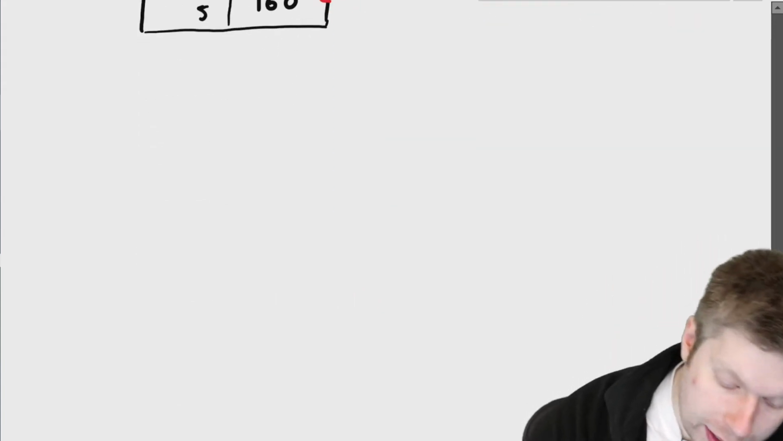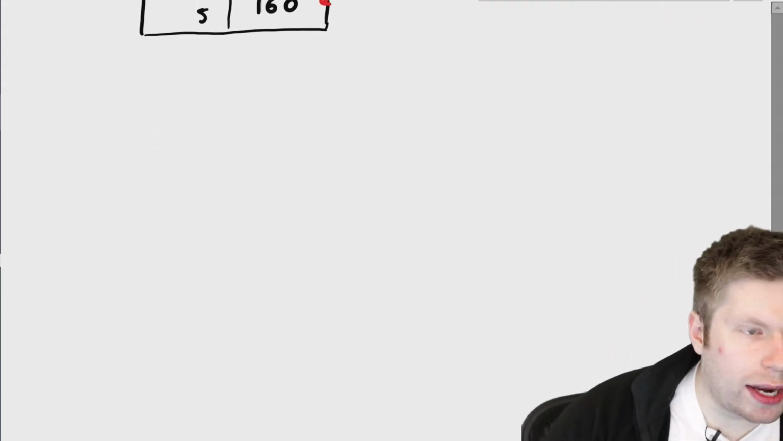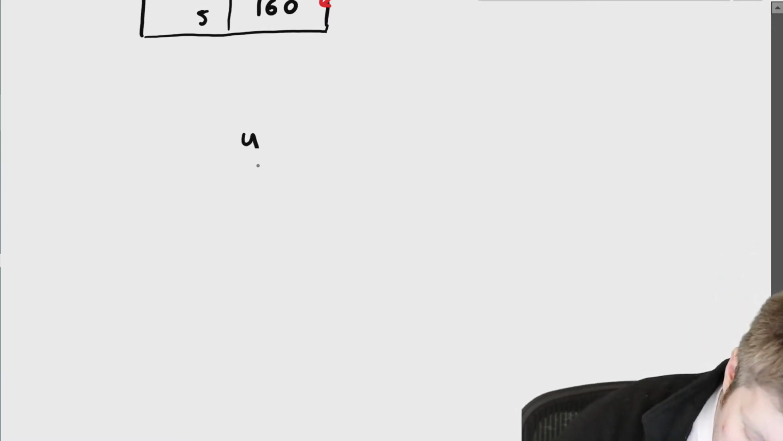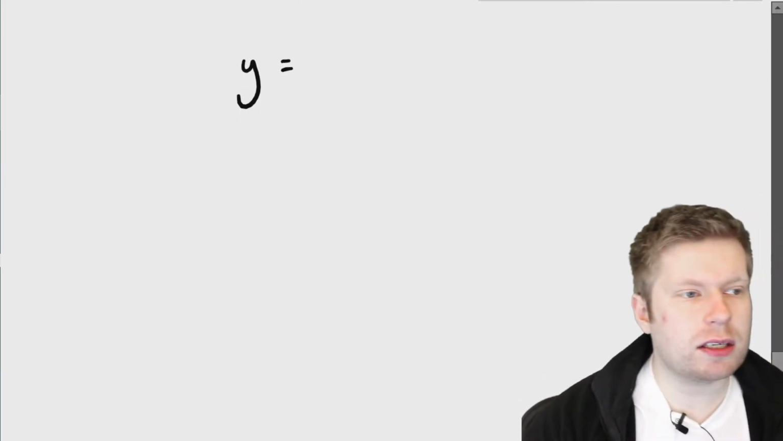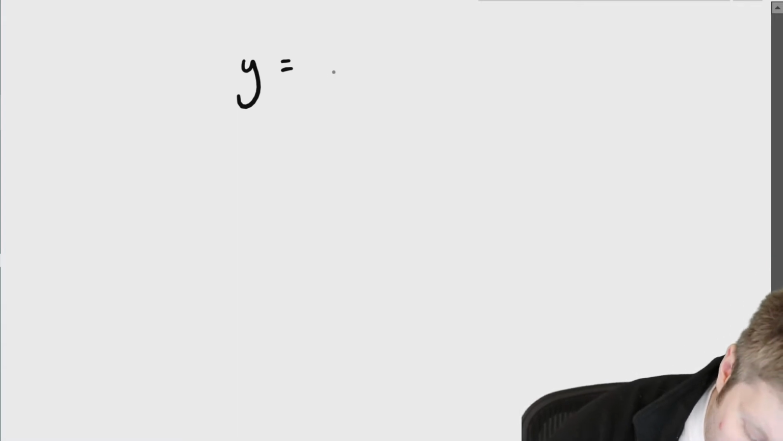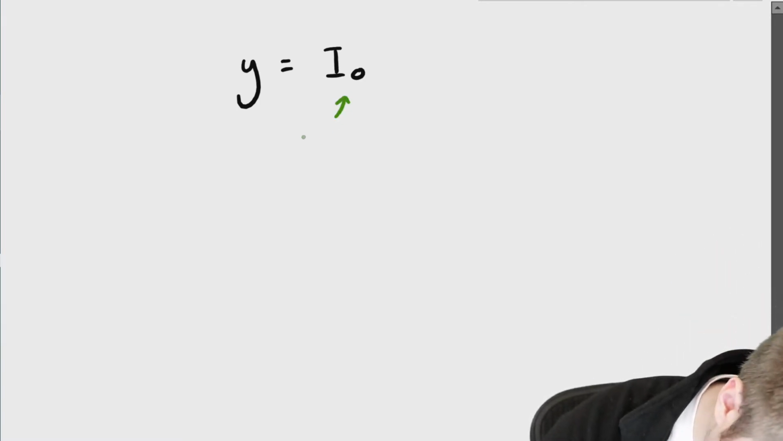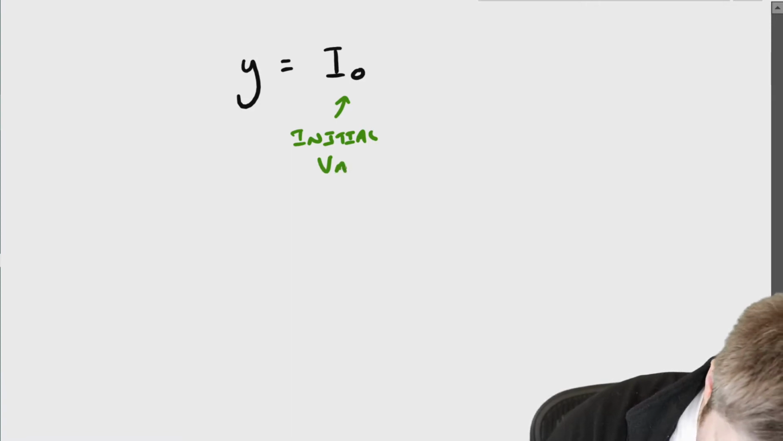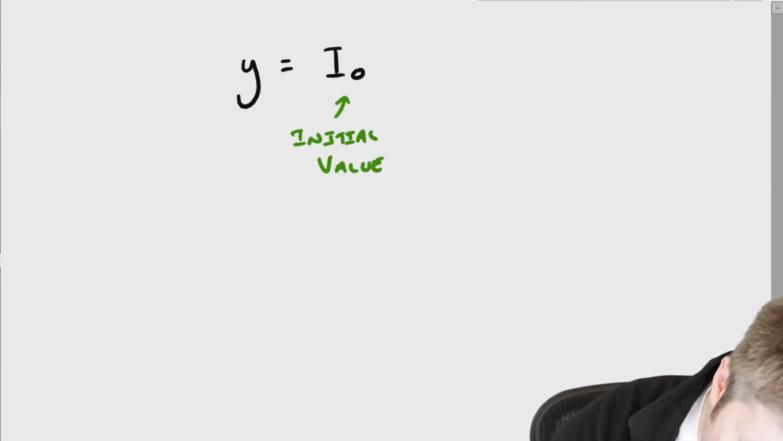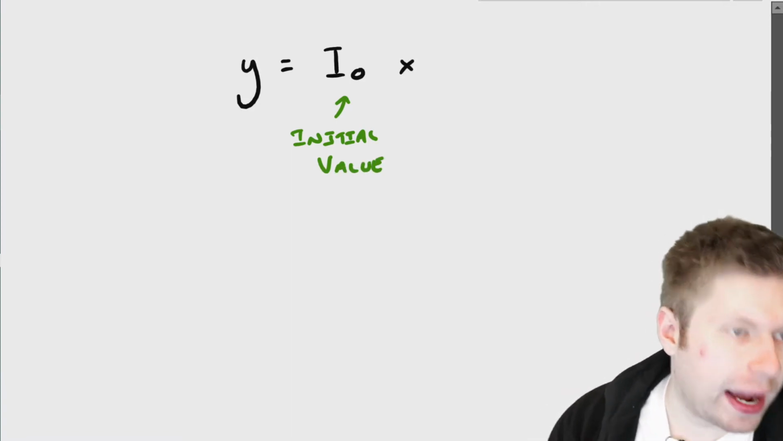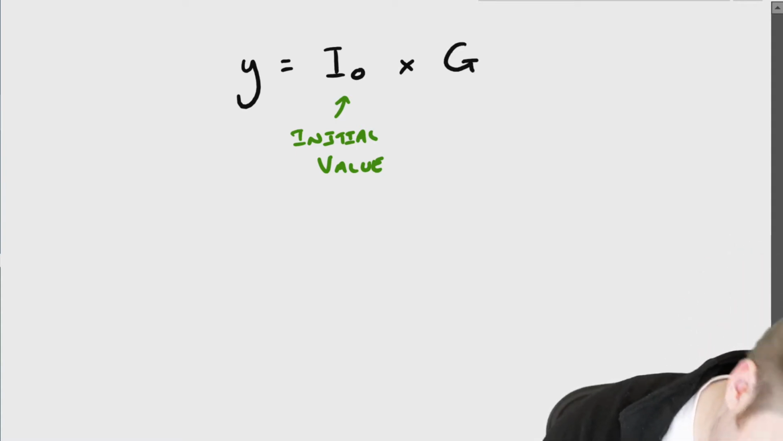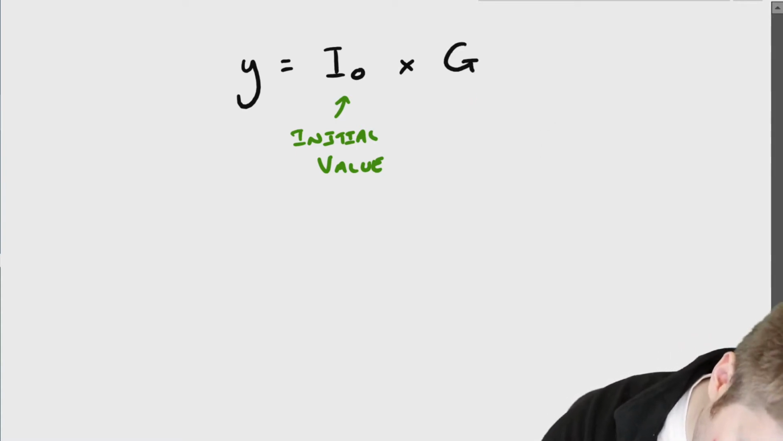So in general then, what I can say is that if I want to write an exponential growth equation down, it will be y, that's my size, so my size is going to be given by some initial amount, so I'm going to call that I0 to represent the initial amount, times by some growth factor, so I'm going to call it g, to represent my growth factor.